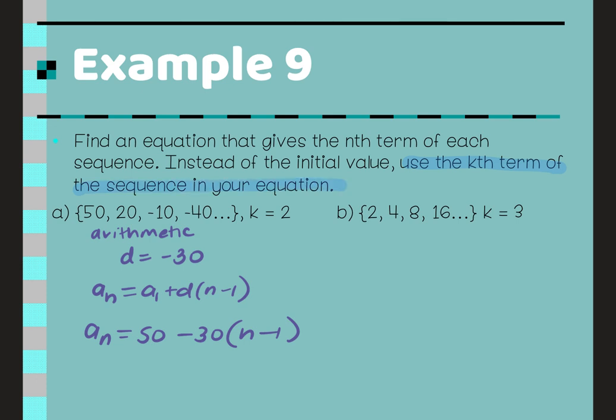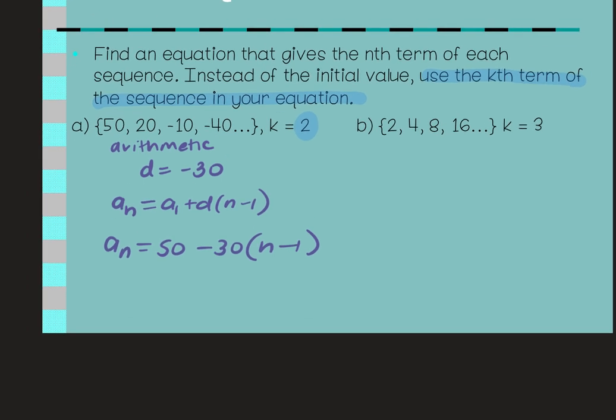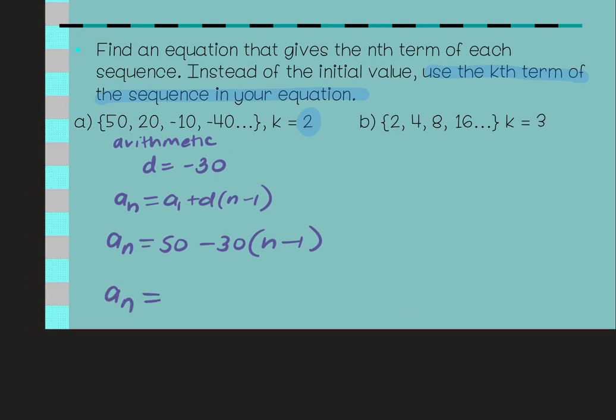So instead of using A1, we have to use A2. So I'm going to say AN equals, what is A2? 20 minus 30 times n, and then what's true about what happens after the n? It has to match what? The base of this first one. So we did A2, which means this has to be minus 2.